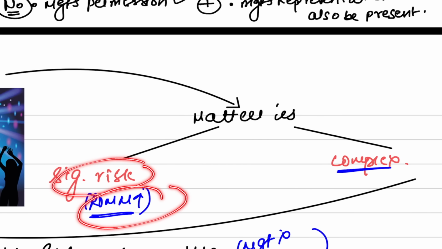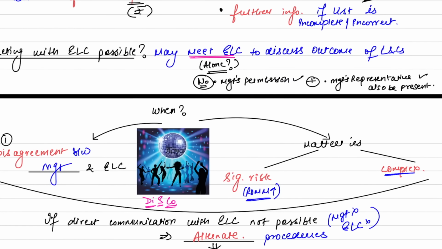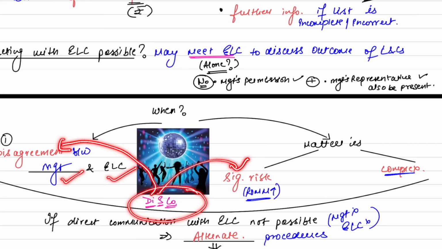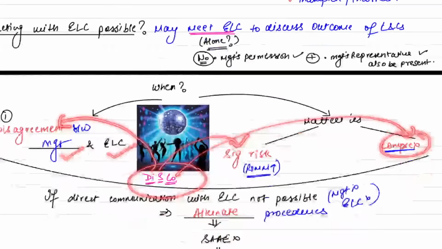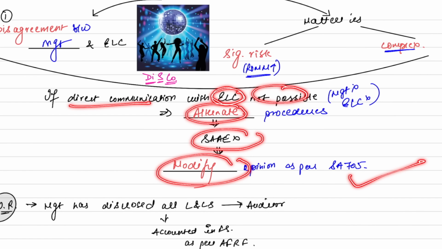Risk of material misstatement is high and the matter is complex. So to understand the matter, you want to meet the external legal counsel. So you can remember these three points easily. Where to meet the legal counsel? In the DISCO. DI for disagreement between management and external legal counsel, S for significant risk and CO for matter is complex. Easy, sir. Now, if the direct communication with external legal counsel is not possible, then sir, you perform alternate procedure. Still, if you don't get evidence, modify the opinion as per SA 705.